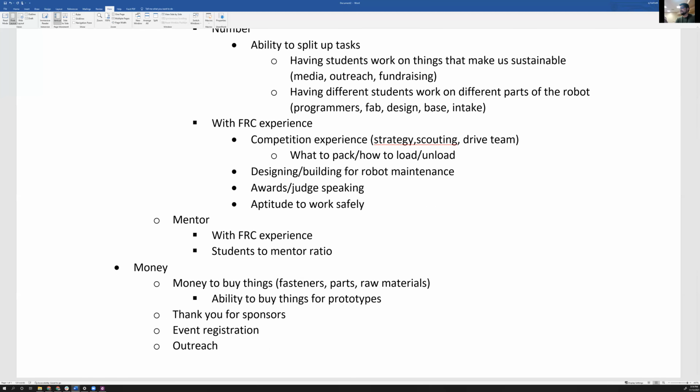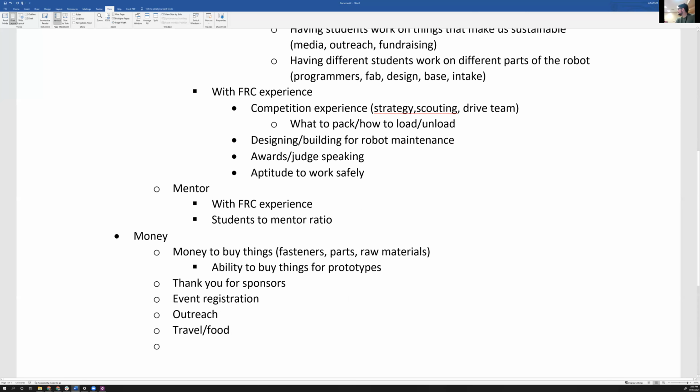So we've put together magazines to hand out. Obviously, we need money to buy banners for our chairman's speeches, things like that we typically spend. Sam? Travel, food. Okay. Lance? Okay, good. Brian?